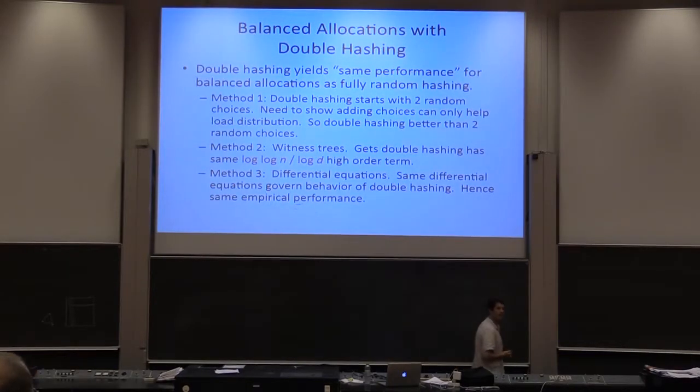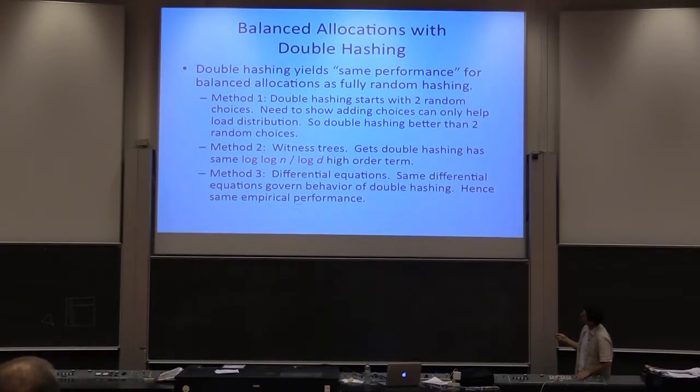One sort of result that you can get is that double hashing already starts with 2 random choices. If I start with double hashing and expand it to give me d random choices, I've at least started with those 2 random choices, and more choices should only make the system work better. You need to formalize that intuition. But that immediately gives you that double hashing has already got to be better than having at least 2 random choices, and 2 random choices was already enough to get this double exponential decrease. So certainly double hashing should preserve this double exponential decrease.